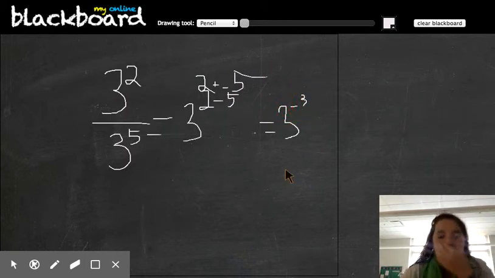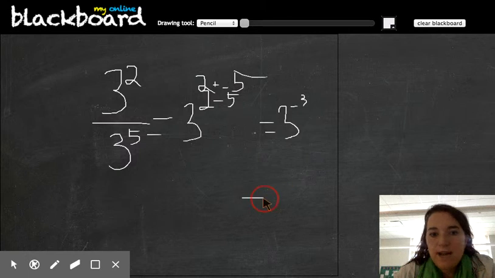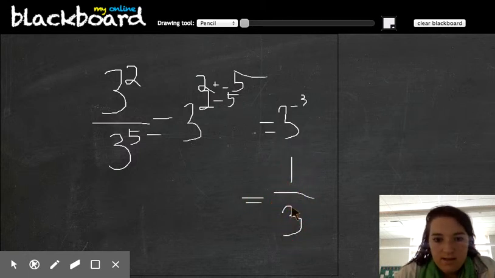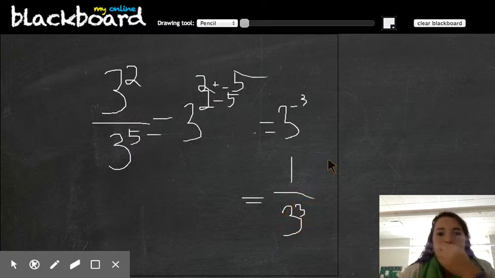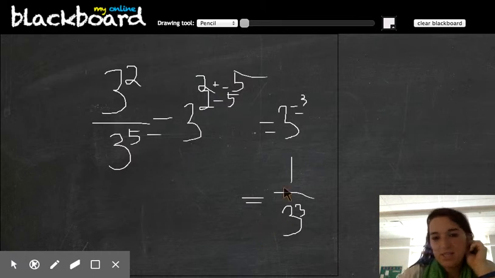A negative exponent means you write it as what? It means you write it as a fraction. So this is 1 over 3 to the 3rd power. Because negative means the opposite, which means you're doing division instead of multiplication. So it's 1 over 3 cubed.